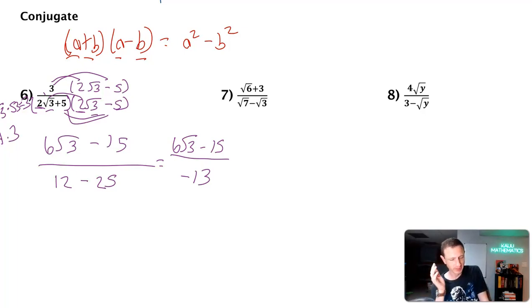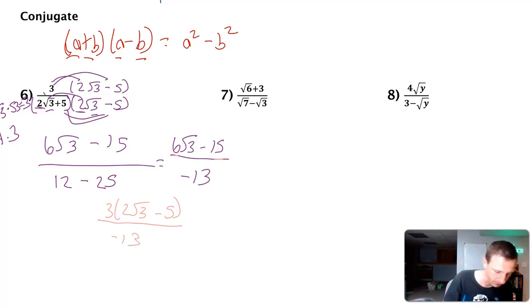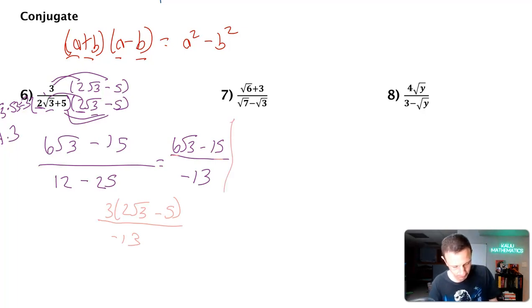So another step that you could take, but in this case it doesn't really do anything, is on the top I have 6 and 15. I could actually factor out a 3 from there, so then I'll be left with 3 times 2 square root of 3 minus 5 over 13, so we can make that fraction negative. Doesn't do anything though. If this was like a 12, you could simplify the 3 and the 12, but it's a 13, so it doesn't work out super nicely, but you get the idea that you can factor and then simplify. Hopefully that happens in one of these problems here.